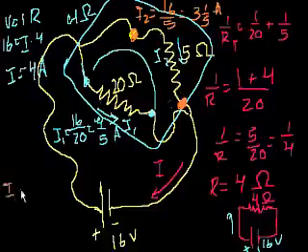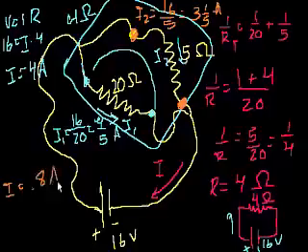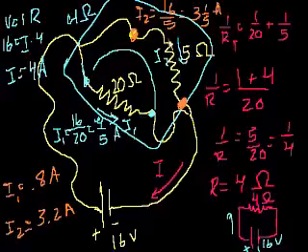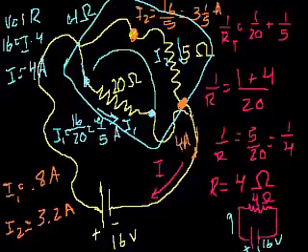So I1 through the 20 ohm resistor is 0.8 amps, and I2 through the 5 ohm resistor is equal to 3.2 amps. And it makes sense that when you add these two currents together, the 3.2 amperes flowing through here and the 0.8 amperes flowing through here, when they merge, you have 4 amperes flowing through there. Anyway, hopefully I have given you some intuition on what happens when we put resistors in parallel.